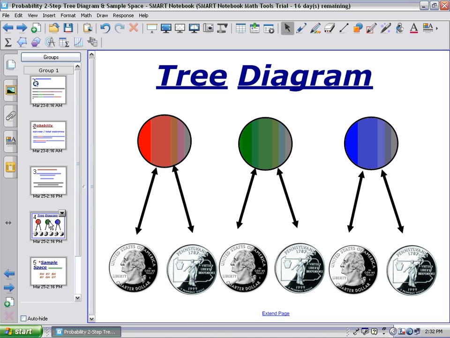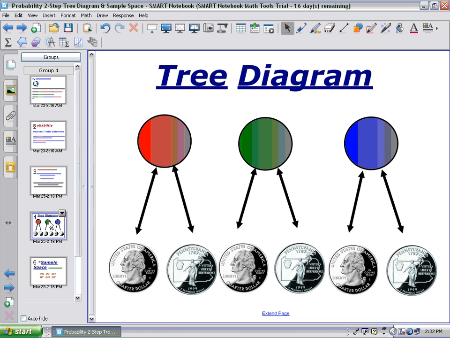Notice, as I go straight across reading this tree diagram from left to right, it reads as follows. I could choose a red marble and then flip a coin and get heads. I could choose a red marble and flip a coin and get tails. I could choose a green marble and flip heads. I could choose a green marble and flip tails. I could choose a blue marble and flip heads, or last but not least, choose a blue marble and flip tails. When I count those all out, there are 6 possible outcomes for this scenario. All right, 6 possible outcomes.